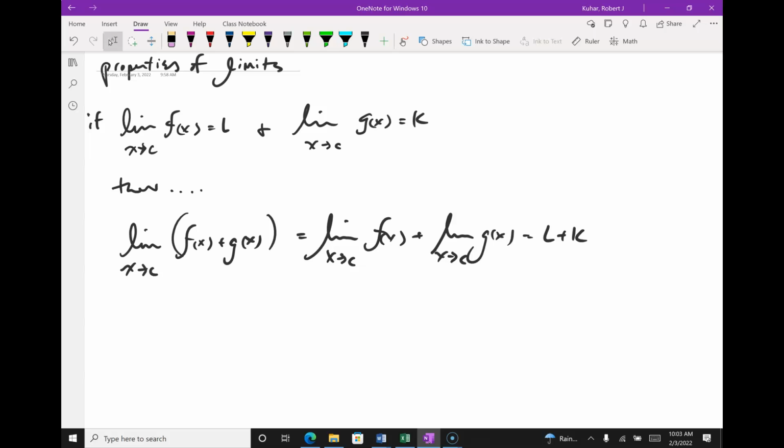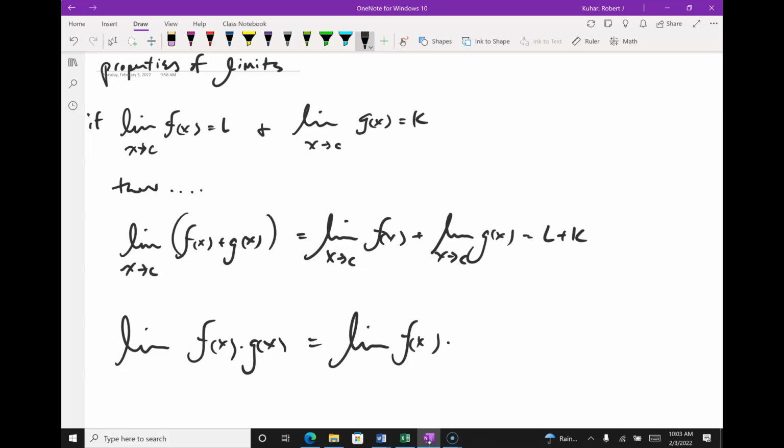The one that's not so obvious is the product. Right? The limit of f of x times g of x is the limit of f of x times the limit of g of x, which is L times K. That one's not so obvious. As x goes to c, I'm just too lazy to write as x goes to c. Okay? But this one is not as obvious, right? But it's true.